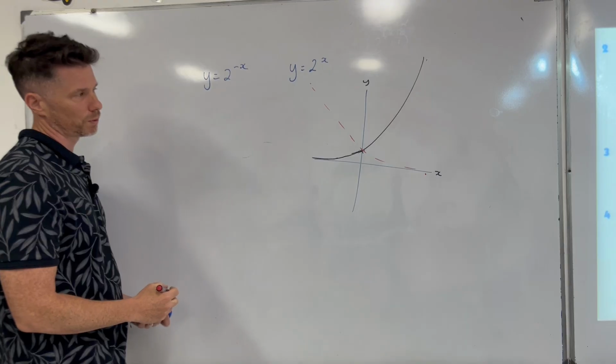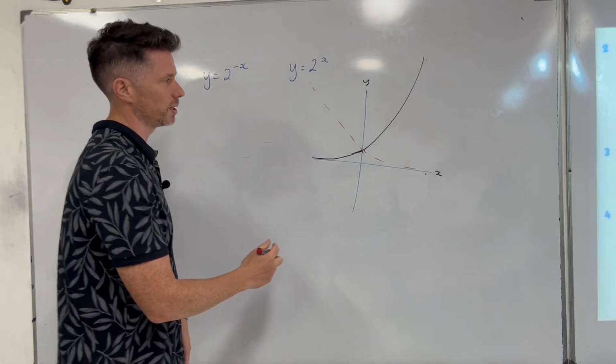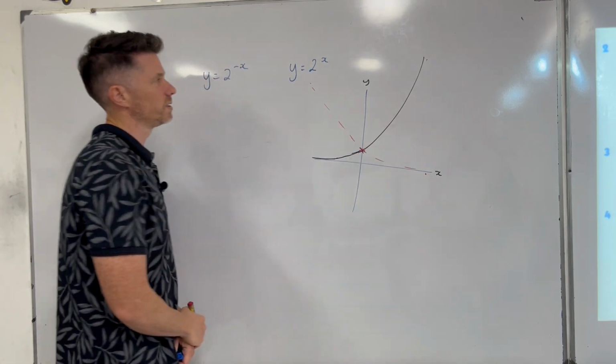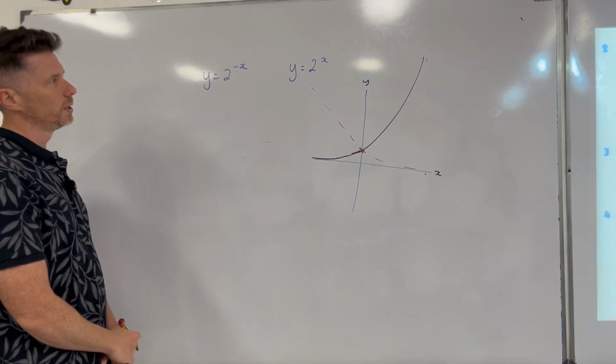Okay, yeah, so you could probably test the point. Is it going to cross at the same point here? Yeah. When x is 0, it's still going to give 1, yeah?